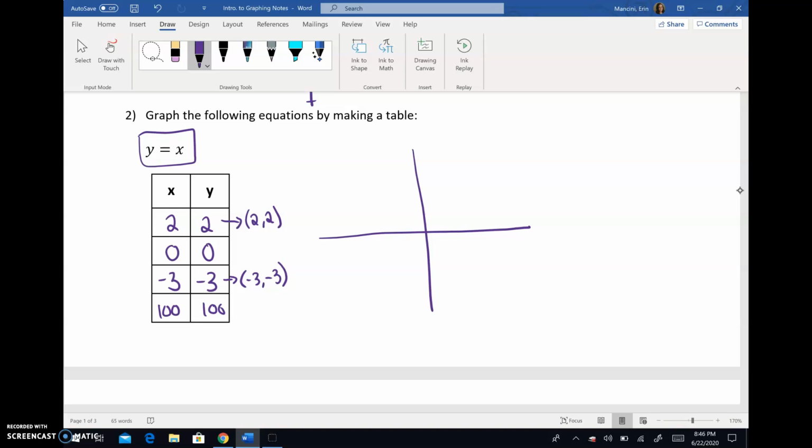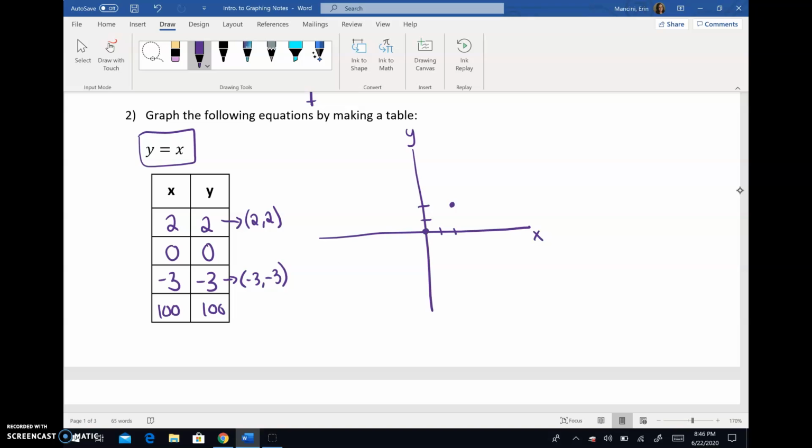We'll see what shape this is. So the first one, x is 2, so we're going 2 in the positive direction. Again, this is the x-axis, this is y. And on the y-axis, we're also moving 2, so we're going to go up 2 because it's positive 2, and that would be our first point. Our second point, (0, 0), again, that point is called the origin.